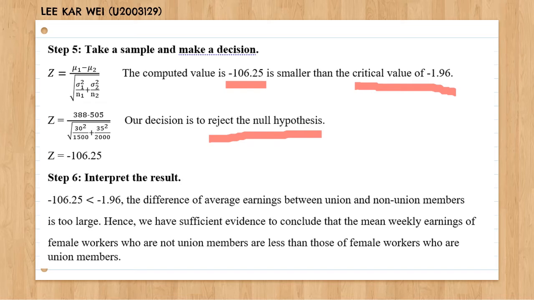The final step, interpret the result. Since our computed value is lower than the critical value, we can say that the difference of average earnings between the union and non-union members is too large. Hence, we have sufficient evidence to conclude that the mean weekly earnings of female workers who are not union members are less than those of female workers who are union members. Thank you. Next, I will pass the floor to Catherine for question 2.